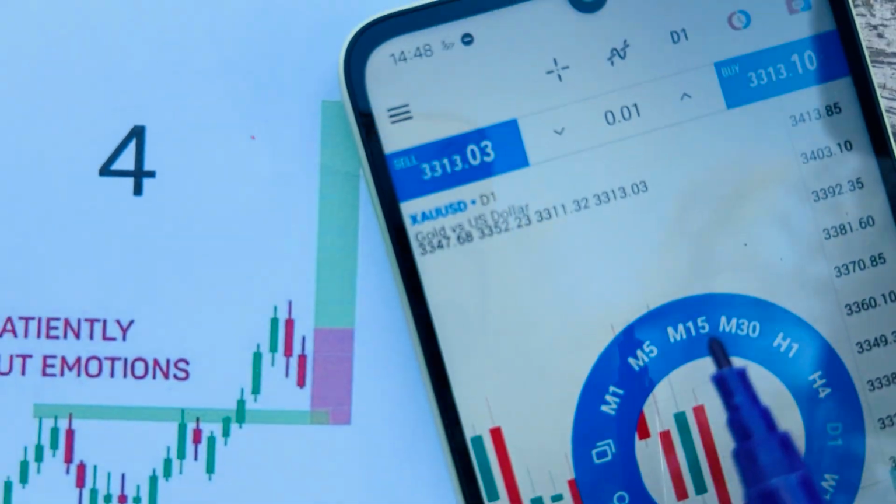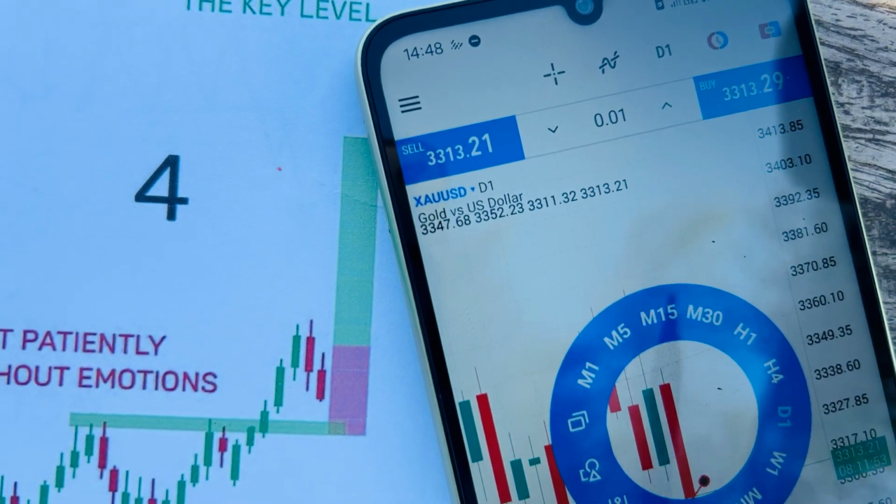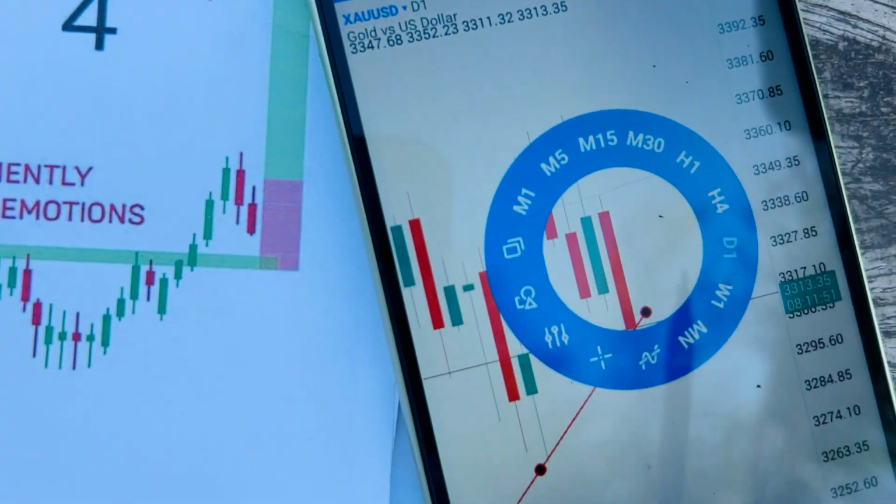Use a smaller time frame to place the stop loss. When you place a stop loss, remember it's important to understand your risk management. We have another tutorial on this channel where I explain risk management.